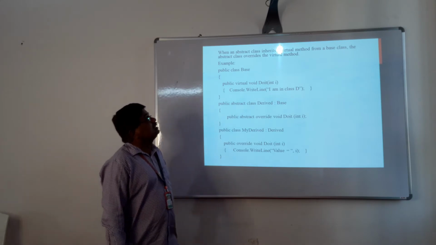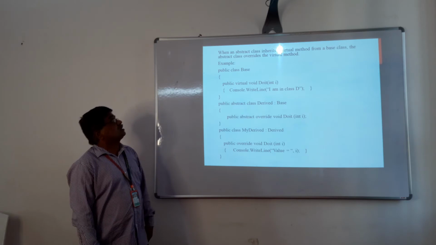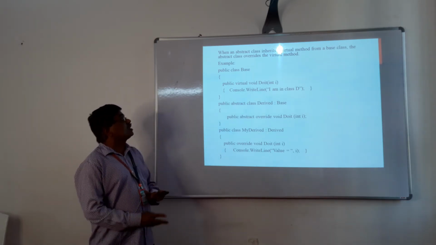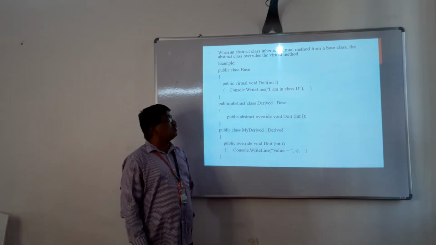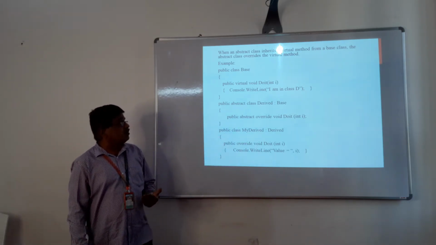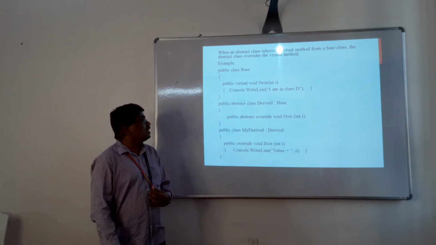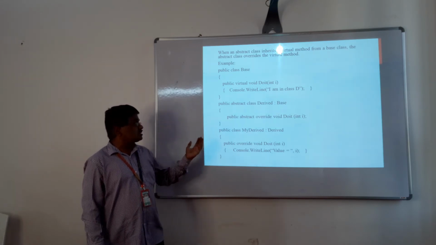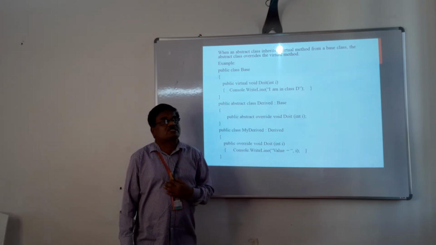When an abstract class inherits, and one of the methods is given, then you come across that particular abstract class having a certain method such as a virtual. Now consider a base class having a virtual method, and from that base class you are deriving one more class, that is nothing but the derived class. If that derived class is abstract, then a method which is virtual is to be redefined in that derived class, and that method is also specified as override, and that method you can define as abstract.